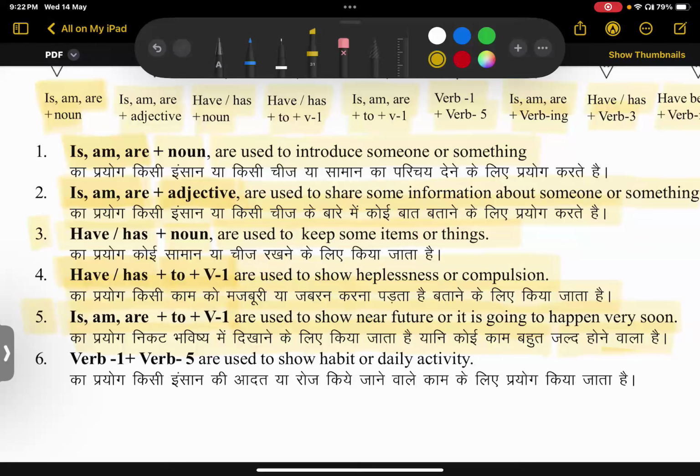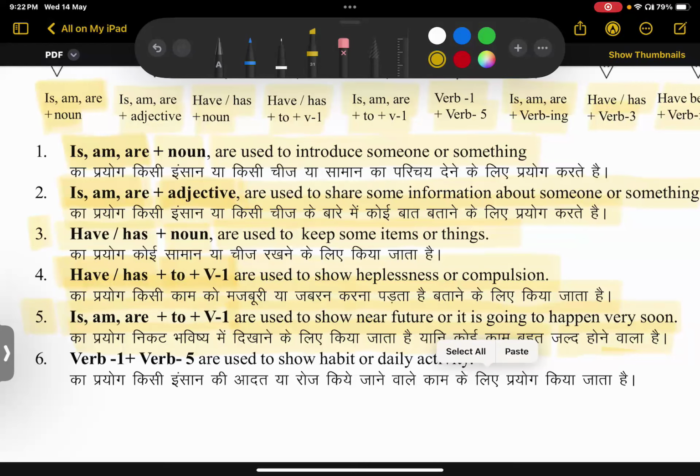Okay. So when you show near future, that something is going to happen in near future within some days, you will say I am to, you are to, they are to. Okay. You can also say I am going to, you are going to, they are going to. Or you can also say, I am about to, you are about to, they are about to. I'm going to tell you some examples so that you may understand this topic well. Okay.